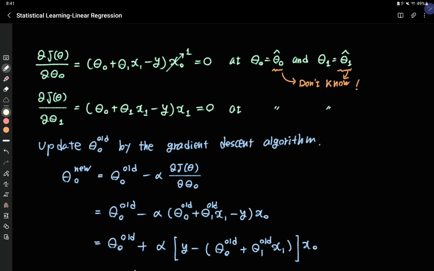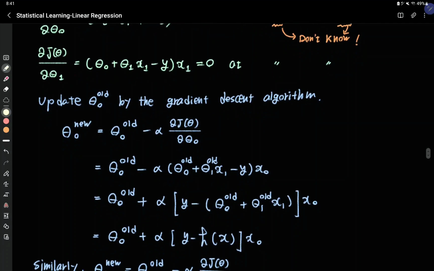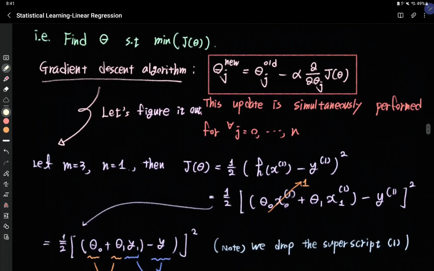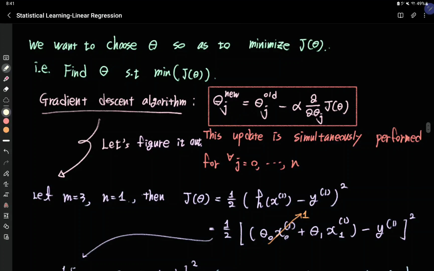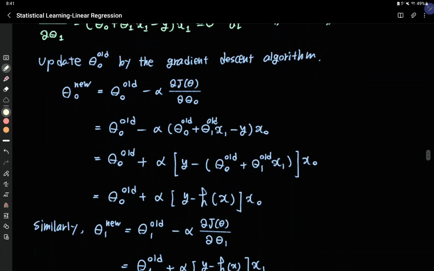Now we go back to the gradient descent algorithm. So theta 0 new equals theta 0 old minus alpha times this partial derivative, partial J of theta over partial theta 0, right? Okay, so now you see that here we apply the gradient descent algorithm at j equals 0. What was j? J is the index of the feature. So this is the 0th feature. We apply the gradient descent algorithm to update theta sub 0 old.